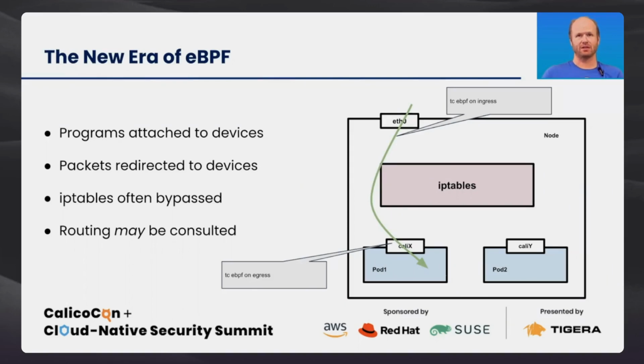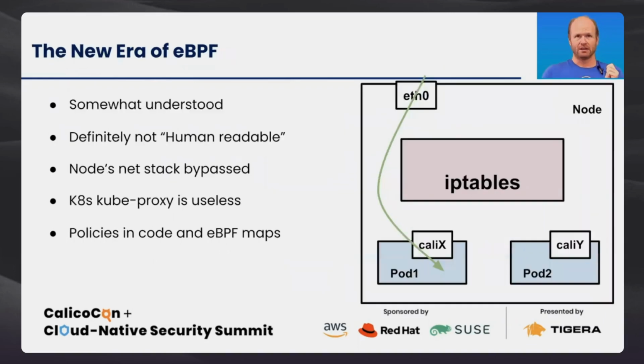The IP tables are largely bypassed, and the reason for that is that the programs can redirect packets from one device to another device. While doing so, the programs may or may not consult the host routing. So the flow of the packets through the system changes quite dramatically.